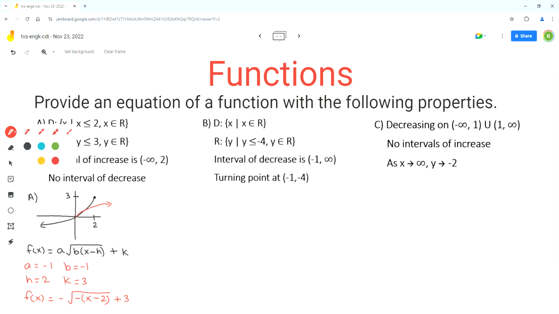Now we can answer part B. The domain is any real number. Range is any real number less than or equal to -4. Interval of decrease is from -1 to positive infinity, and there is a turning point at (-1, -4). So let's start by sketching this information.